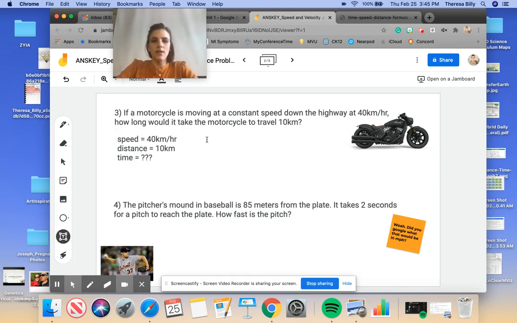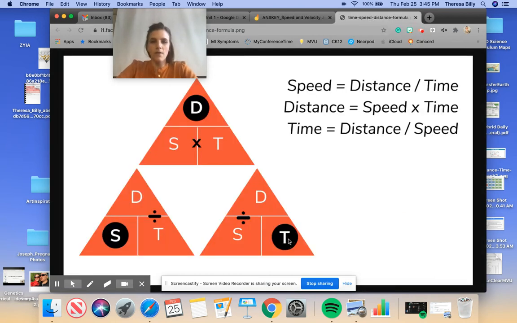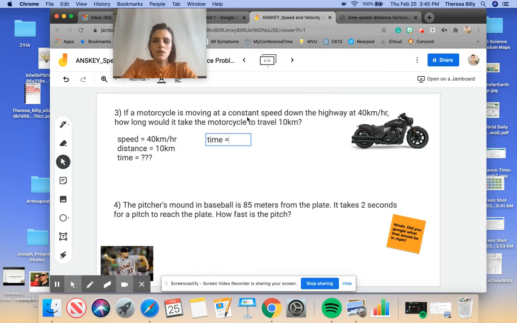All right. So now what is the equation we're going to use? Go back to your triangles. We are solving for time, distance divided by speed. So time equals distance divided by speed. Okay, now we can plug in some numbers here. Our distance was 10, our speed was 40. So that means what?